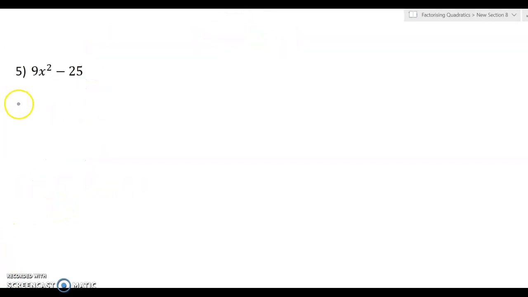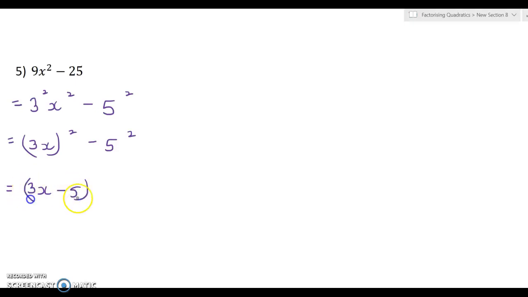And the last question, again, you need to remember your squared numbers. Remember, I could just see it because I have been doing this so many years now, right? But you need to practice the squared numbers. You need to recognize that 9 is the same as 3 squared, as we just saw above. So 3 squared x squared, minus 25 is the same as 5 squared. So this is really 3x all squared minus 5 squared. And using the same format from the previous difference of two squares question, it'll be 3x minus 5, and in the next bracket it'll be 3x plus 5.